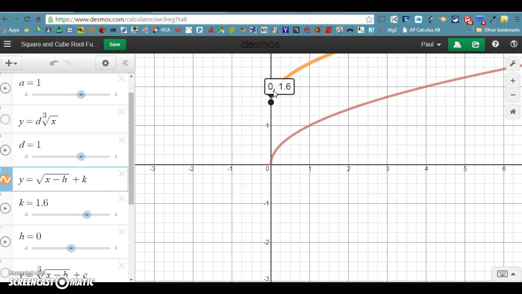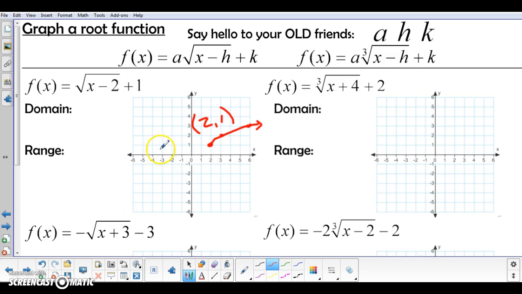0 is the x value, because that's the first x value I can plug in, because it's x minus 0 at the moment. But plus k, so 1.6 is my first output. So k slides the graph up and down. H slides the graph left and right. Keeping that idea in mind, going back here, h is 2, k is 1. So I slid 2 to the right and up 1.